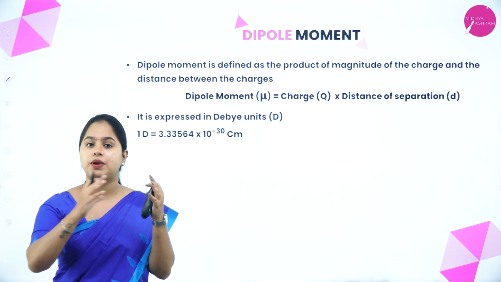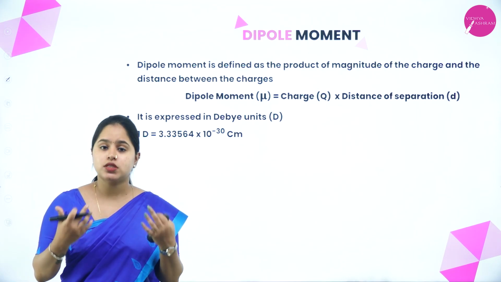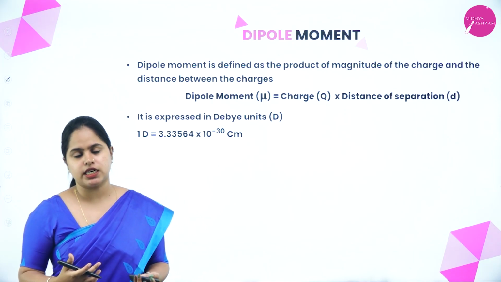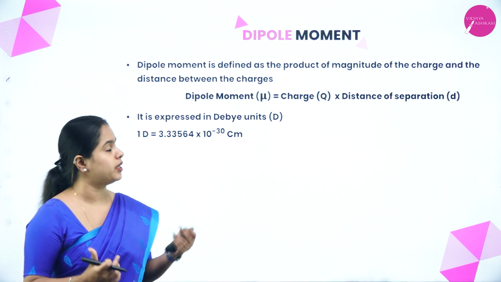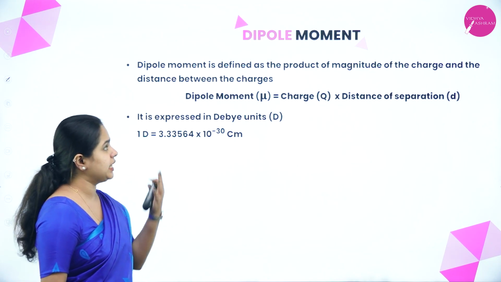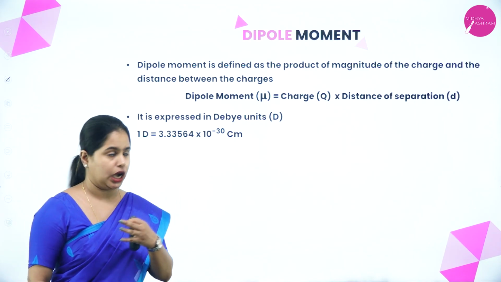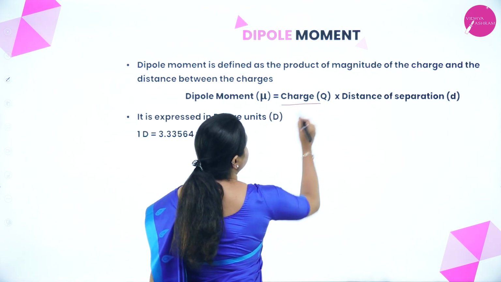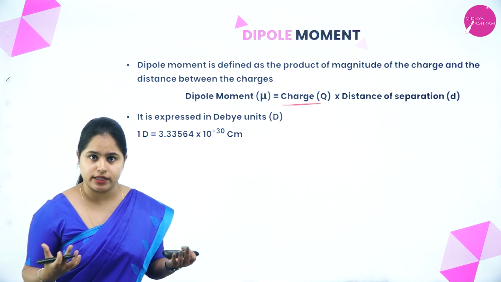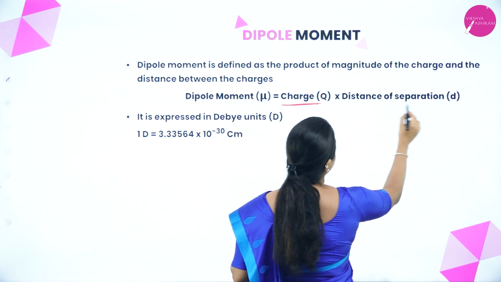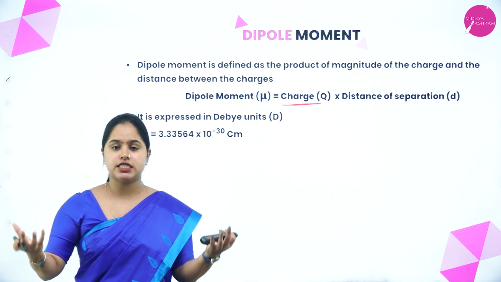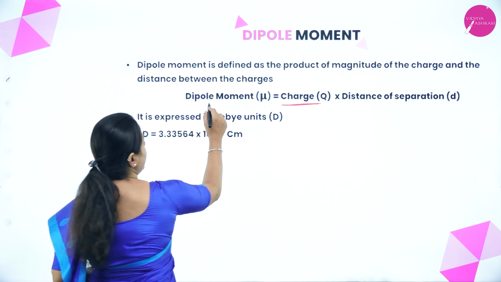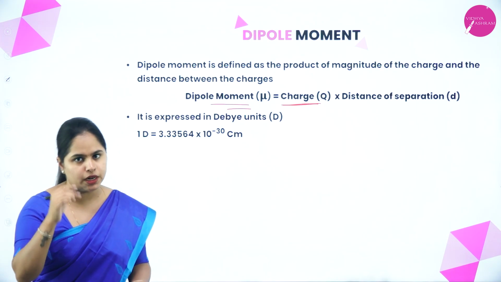Yes, two charges separated by a distance, right? So associated with that dipole, a dipole moment will be there. You have already studied this in physics, how to calculate dipole moment. Yes, dipole moment is defined as the product of the magnitude of the charge and the distance between the charges, right? It is equal to the charge present on the atom, multiplied by the distance of separation between these two charges. So that gives you the dipole moment, which is represented by the symbol mu.